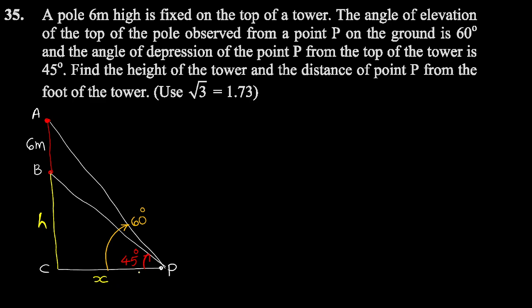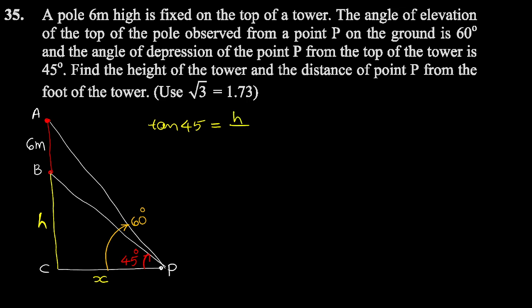So at P we have 2 angles. Take tan. In all height and distance related problems we always take tan. Never take sine and cos. So tan 45, what is tan 45? Look at this smaller right angle triangle. Tan 45 is h by x.